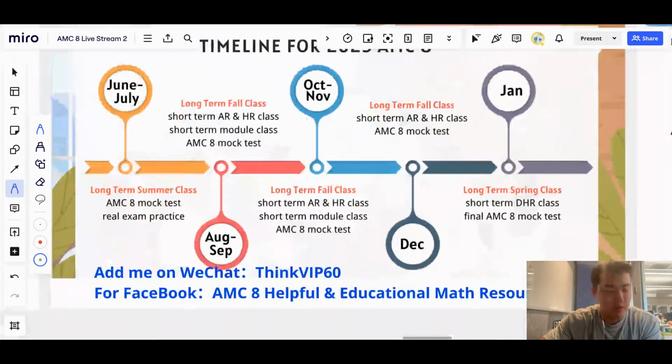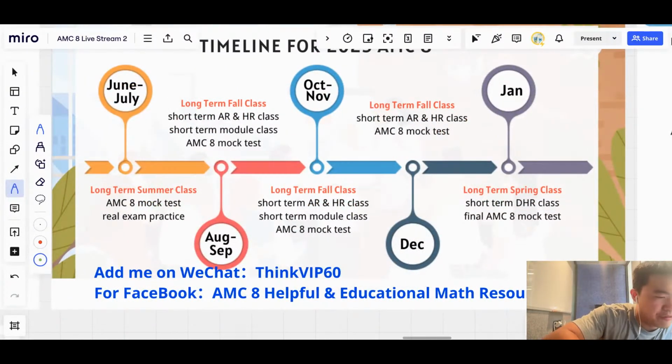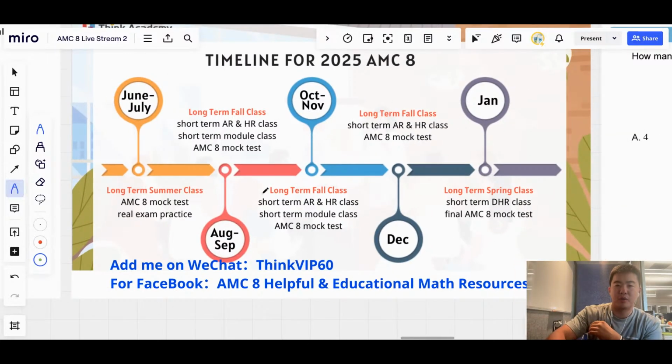So again, before we move on to our fifth problem of today's live stream session, let me quickly give you an introduction to our timeline for how to prepare for the upcoming 2025 AMC. As we are finishing up July, this is the first day of our second round of real exam practice problem sessions. In this class, you are going to be offered 6 different problem sets that are exactly the real problems from previous years' AMC exams.